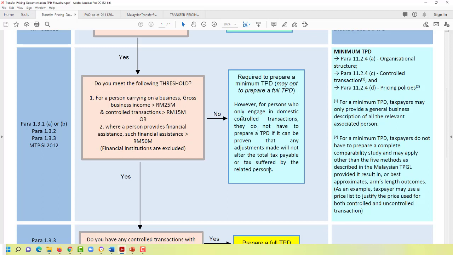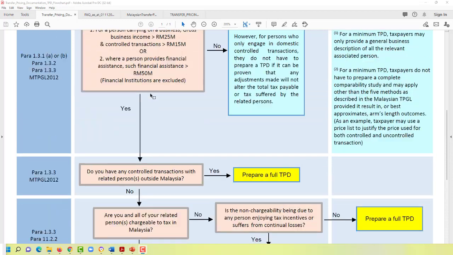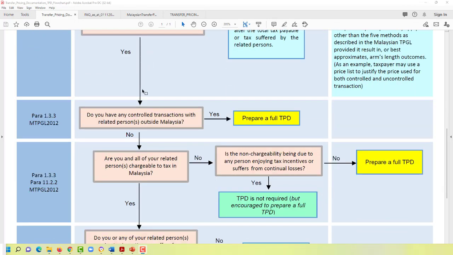Now, if you do have to prepare a minimum TPD, what do you mean by a minimum TPD? That means you need to have a document that will show the organizational structure, the controlled transactions, and the pricing policies. So what are all these things? I will, at a glance, bring you through later on.